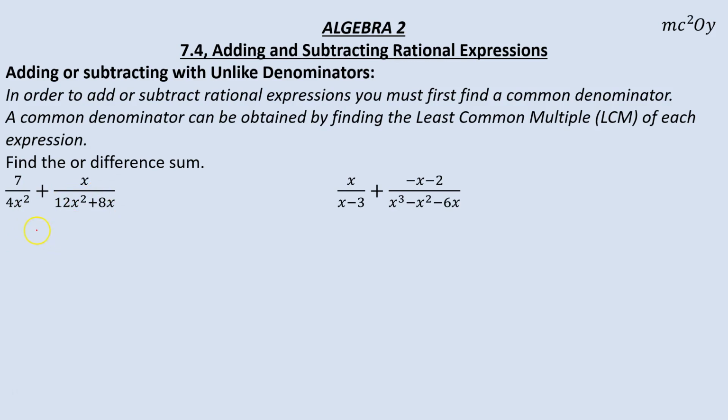So if I have 7 over 4x squared, and I am adding x over 12x squared plus 8x. I should have told you not to copy that yet. Okay? Well, this is a really cumbersome problem. I mean, there's just tons of numbers here. If you can reduce in any way, you should definitely try it, right?